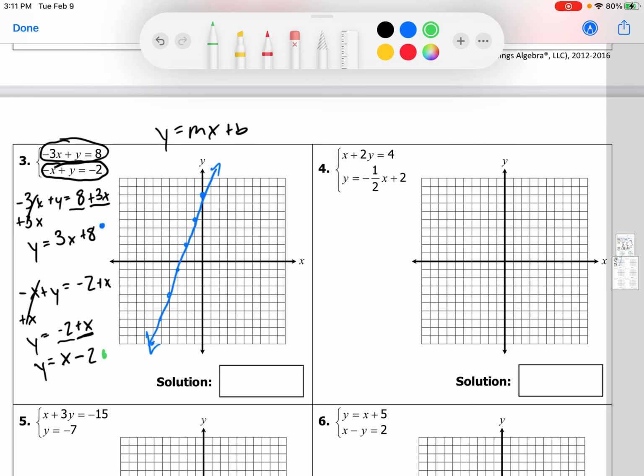If you have a ruler or something and you feel really confident, you can just put a couple points in. But I'm not that confident in my ability to draw straight lines. So that's why I put so many points in.